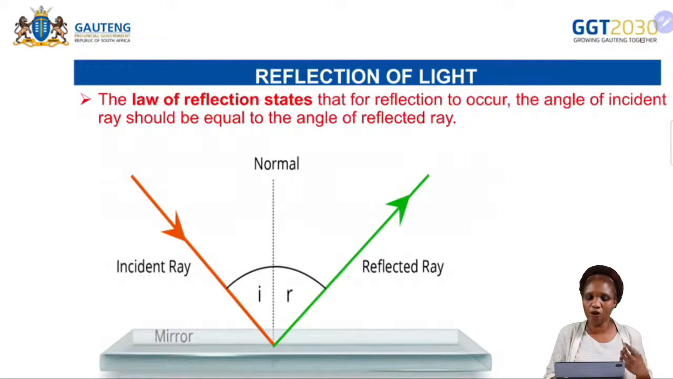And then the law of reflection states that for reflection to occur, the angle of the incident ray should be equal to the angle of what? Of the reflected ray. Okay, this angle here, this is the angle that we're talking about. This angle should be equal to this angle. The angle of the incident ray should be equal to the angle of the reflected ray. Okay.